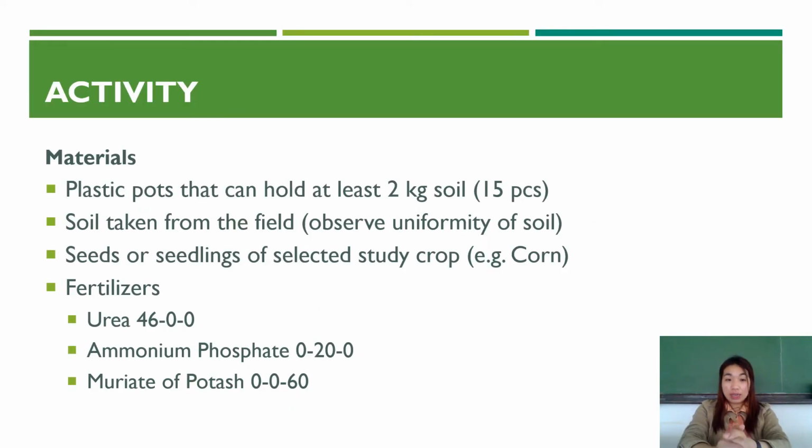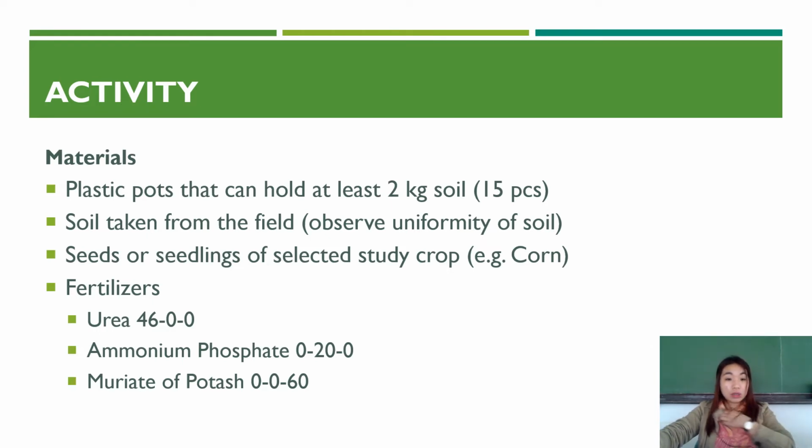Now, for your activity then, okay, you need to gather all your materials first. So, you will be needing plastic pots that can hold at least 2 kilograms of soil. So, dapat 15 pieces yan. Okay? Then, soil taken from the field. And that soil should be uniform when it comes to the different properties. So, in order to be uniform, you have to take your soil in one area lang. Or dapat iisa lang yung source mo. And of course, yung test crop mo, so you will be needing seeds of corn. And then, fertilizers: urea, ammonium phosphate, and muriate of potash.